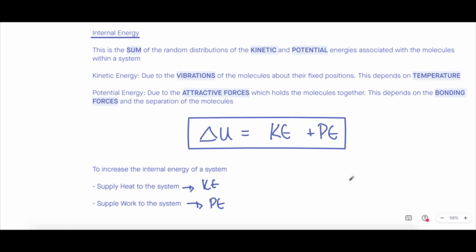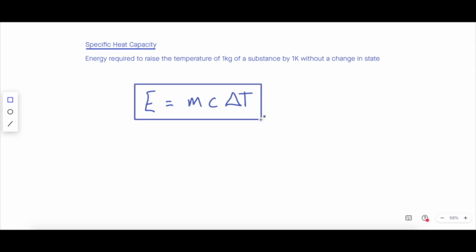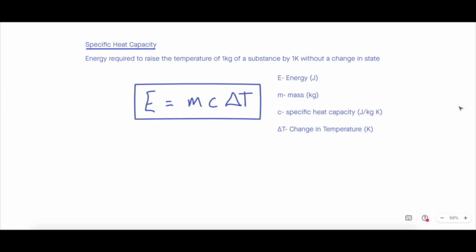So next thing is specific heat capacity. Definition is the energy required to raise the temperature of 1 kilogram of a substance by 1 Kelvin without a change in state. So the equation for this is energy is equal to mass times specific heat capacity times change in temperature. So this is an equation that you would have come across in GCSE physics. E is energy measured in joules, m is mass measured in kilograms, specific heat capacity is c, measured in joules per Kelvin per kilogram, and delta T is change in temperature.